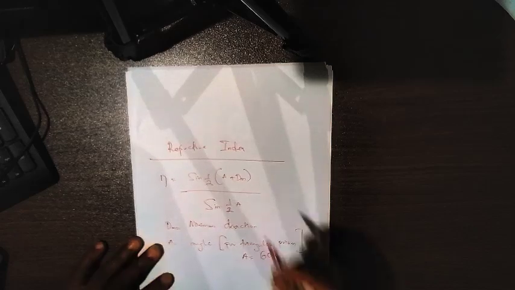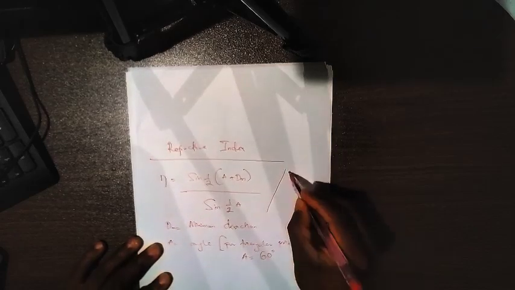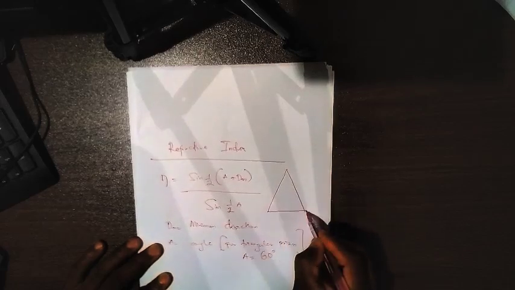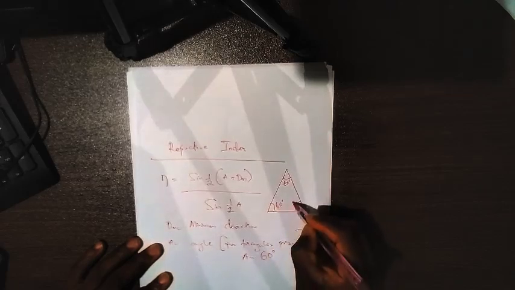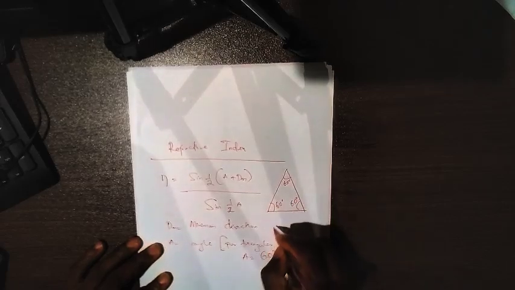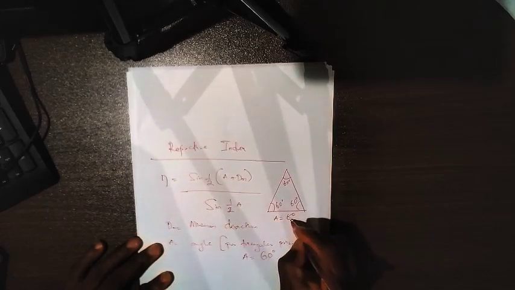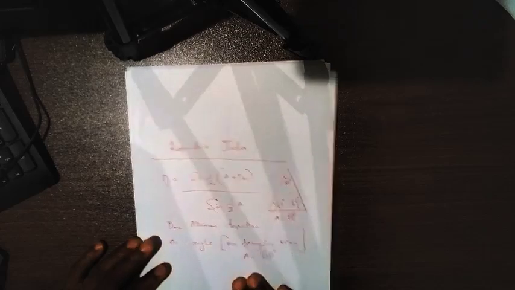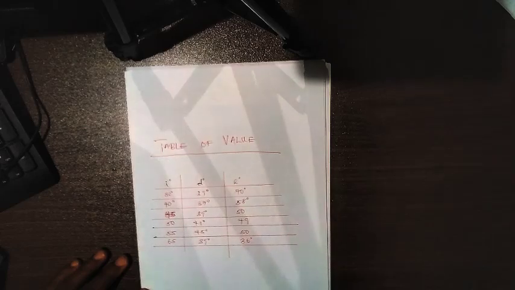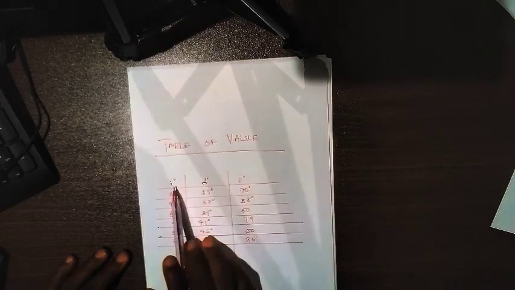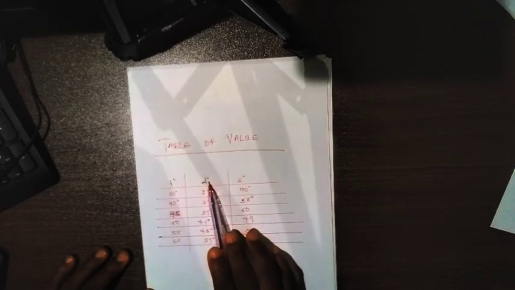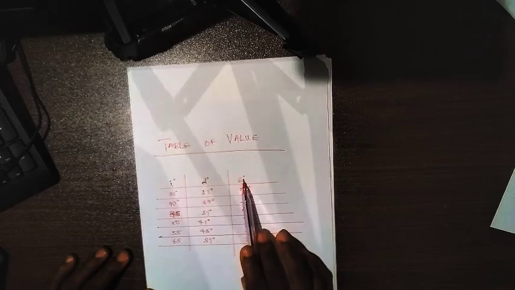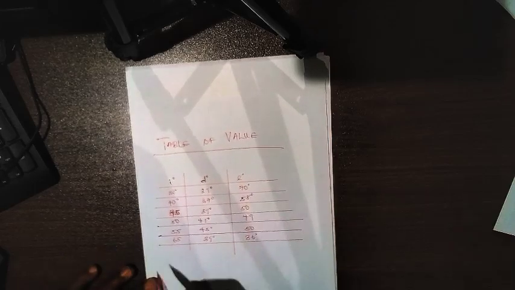Now, for a triangular glass prism, we have 60 degrees here, 60 degrees here, because all the angles are equal. So for a triangular glass prism, A is equal to 60 degrees. Now we have a table of values like this. You will have your I, which is your angle of incidence, D, which is your angle of deviation, and E, which is your emergent ray.